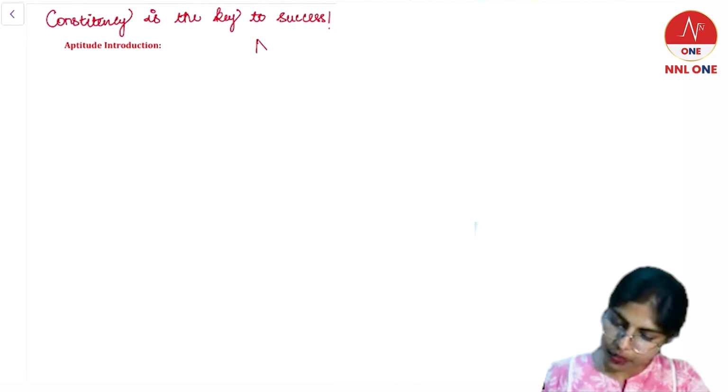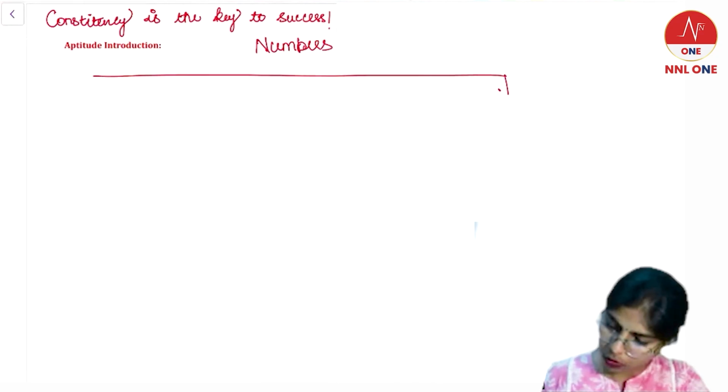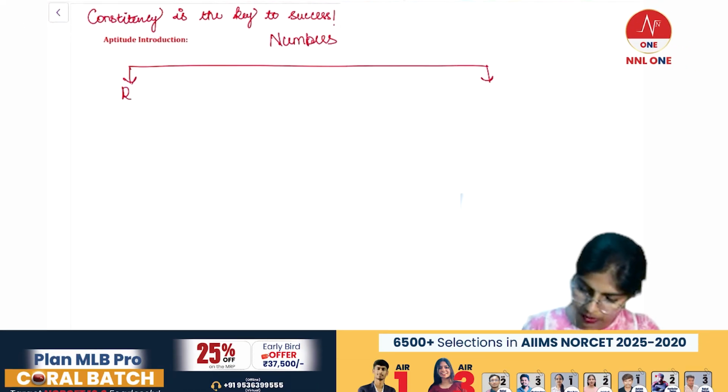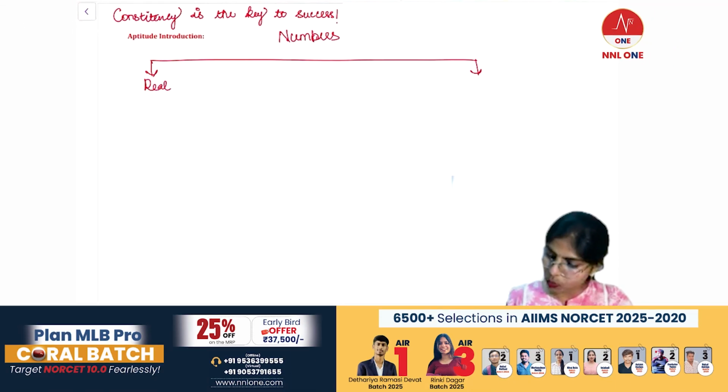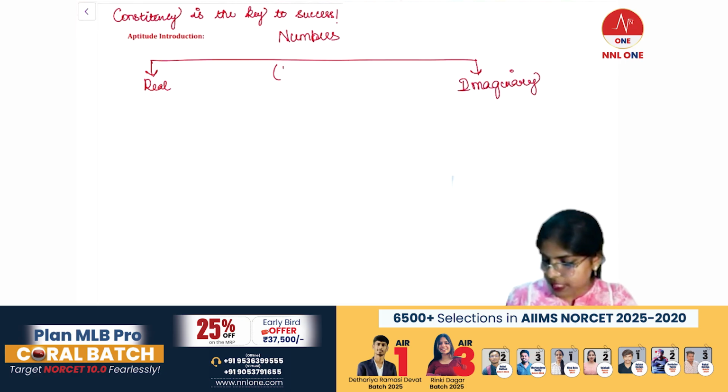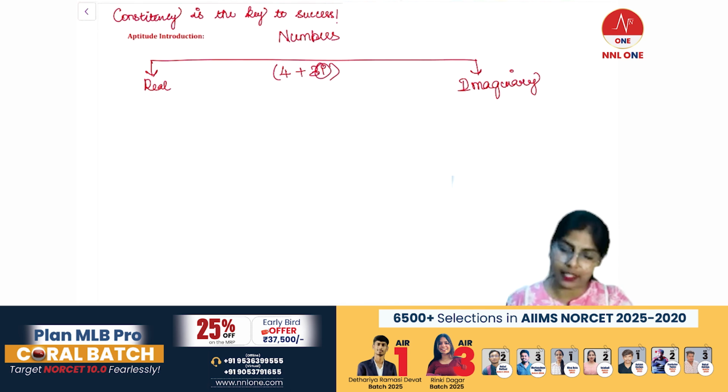Numbers. Numbers are classified into two types. One is real and the other one is imaginary. For example, 4 plus 3i. In this, 4 is the real number and 3i is the imaginary number. Imaginary numbers are always represented using the symbol i.